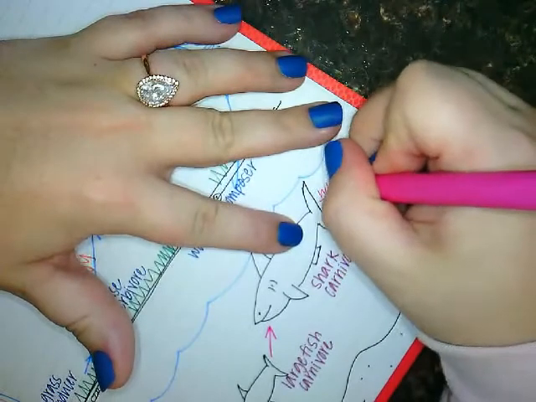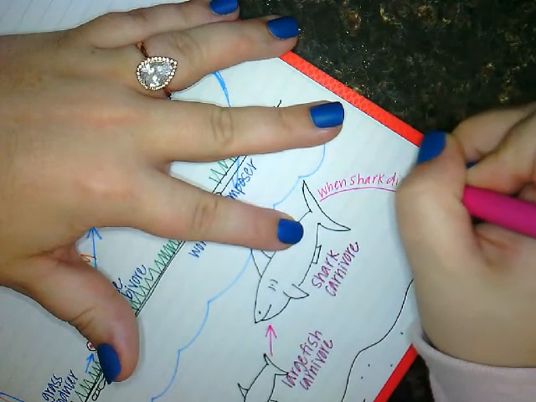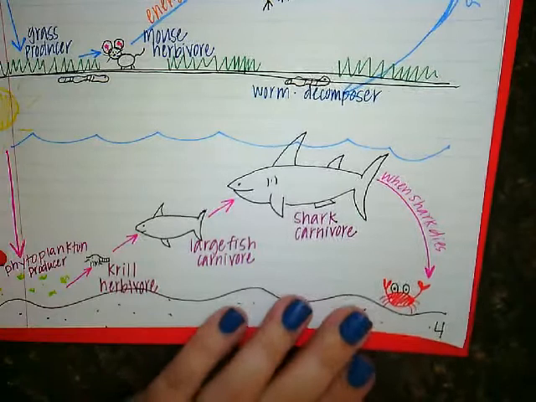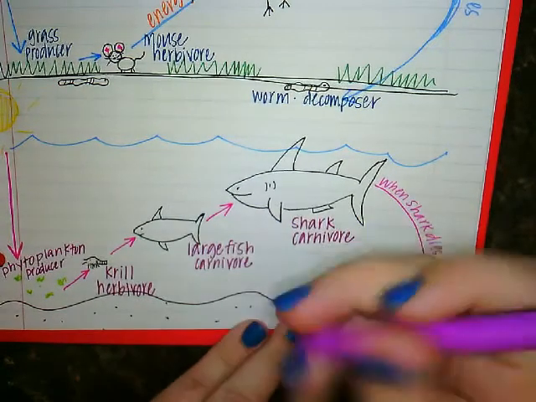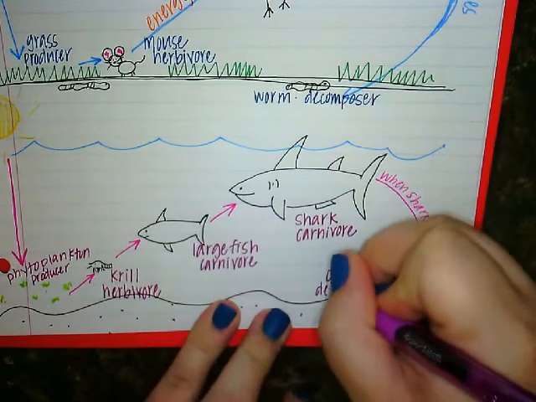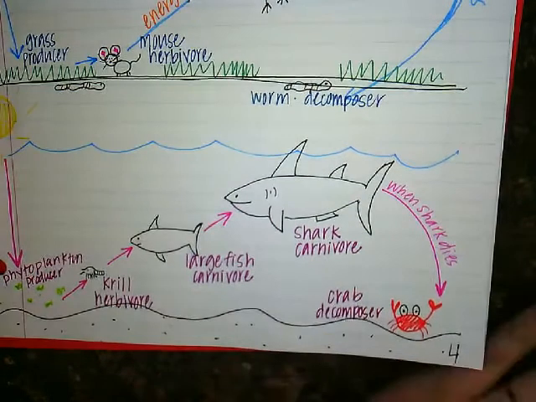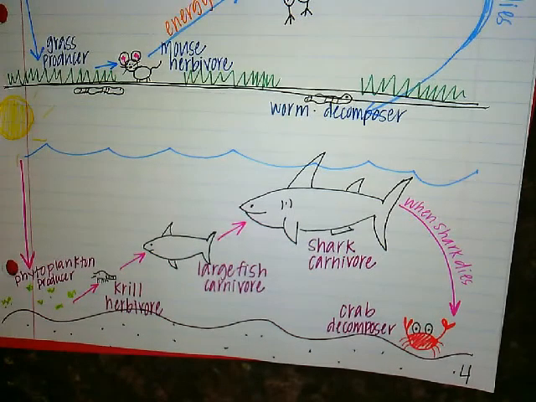All right, and then when the worst happens, our shark dies. Okay, so we're gonna write on here, when shark dies. That's important because obviously a crab's not going to eat a living shark. That would be a terrifying ocean. When the shark dies, the crab is going to eat him, which makes the crab a decomposer.